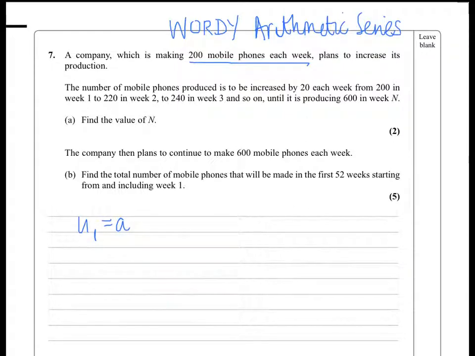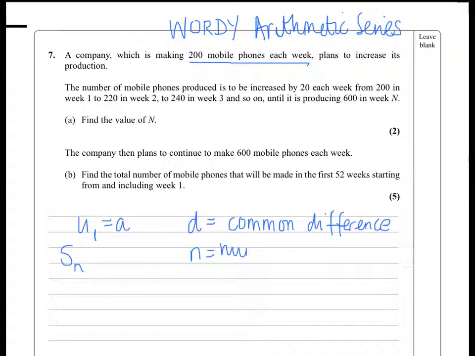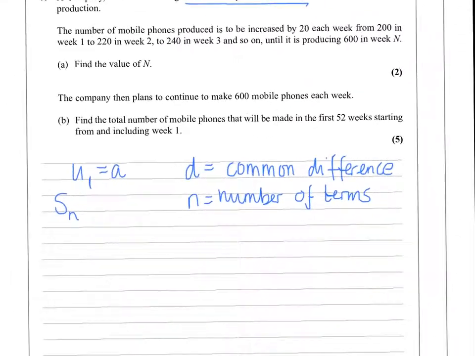A common difference is the difference between consecutive terms. So that's the common difference. I need to know what that is if I want to work out anything. I need to know the sum of n terms, that's given to me. Do I know the number of terms? And so on. Okay, let's see what we've got then in terms of the wording in this one.